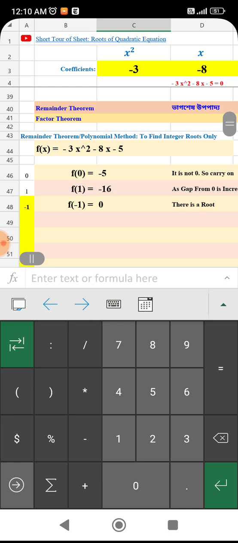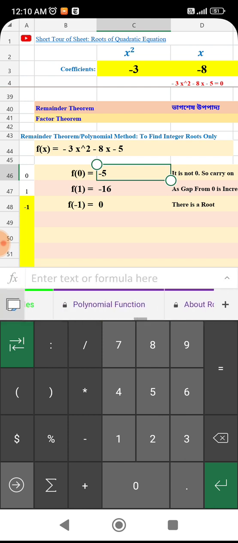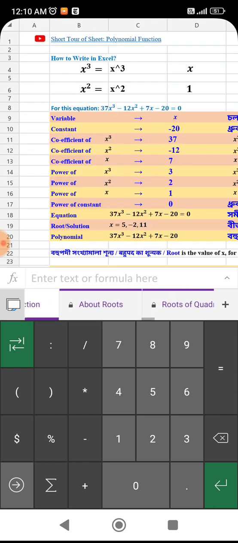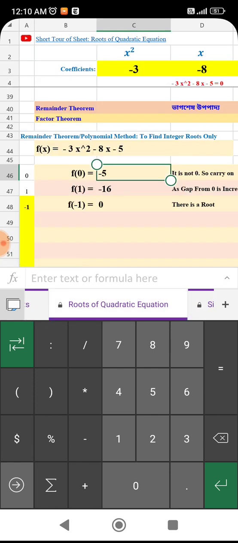So whatever the problems that come in the book, write them here and check in this way whether the answer is correct or wrong using the remainder method. And obviously, don't make mistakes in calculating these values. We have already learned these things in polynomial functions. So you have to learn polynomial functions first, before starting the remainder method.